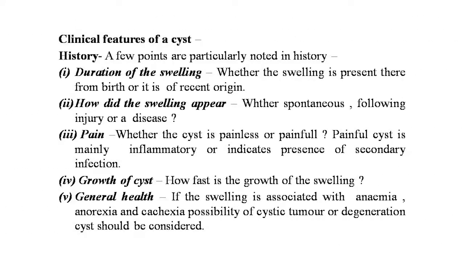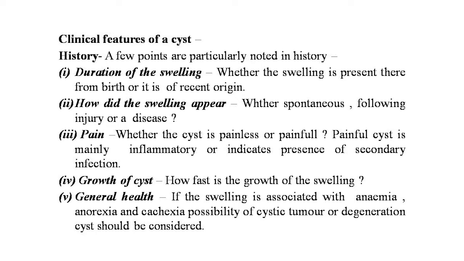Now the clinical features of all cysts are: first, history is to be taken. A few points are particularly noted in the history, that is the duration of the swelling, whether the swelling has been present from birth or is of recent origin. The next point in the history is how the swelling appeared, whether spontaneously or following injury or disease. The next point is pain, whether the cyst is painless or painful. A painful cyst is mainly inflammatory or indicates the presence of secondary infection.